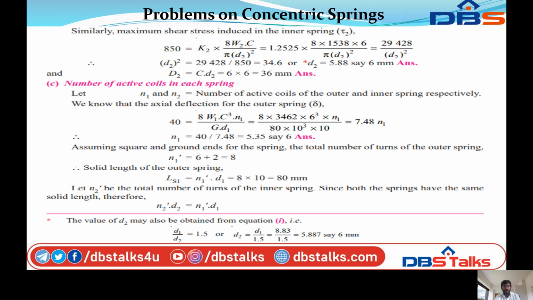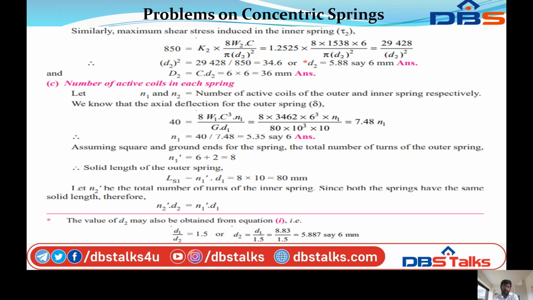Assuming square and ground end for the spring, the total number of turns of the outer spring, N1 dash, is equal to 6 plus 2 is equal to 8. Therefore, solid length of the outer spring LS1 is equal to N1 dash into D1, that is equal to 8 into 10 equal to 80 mm. So total solid length of the outer spring is 80 mm.